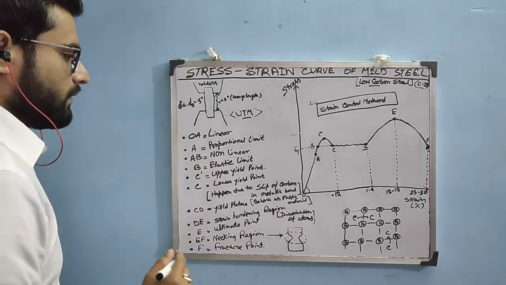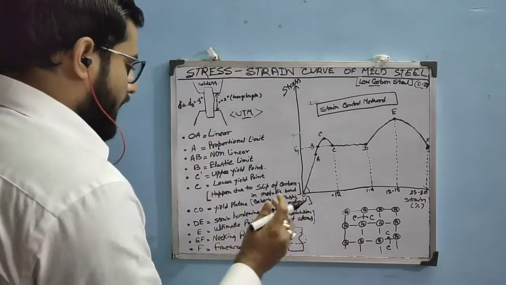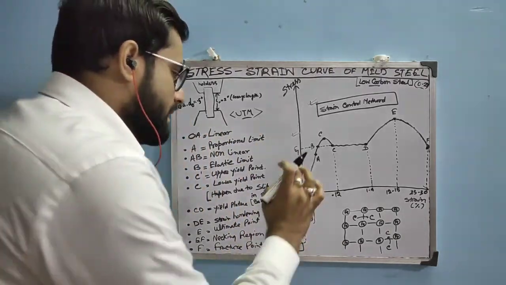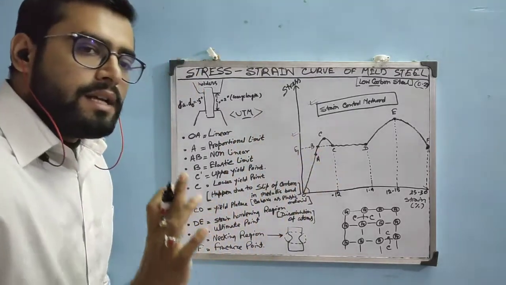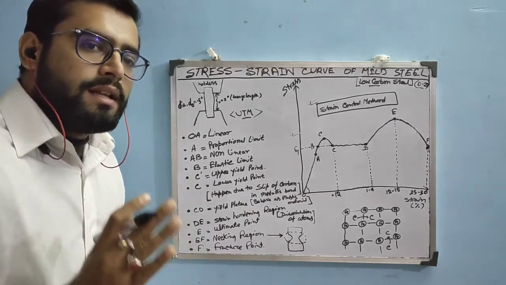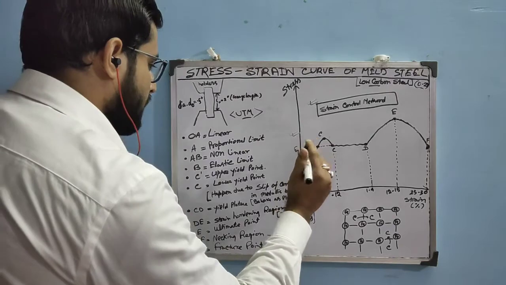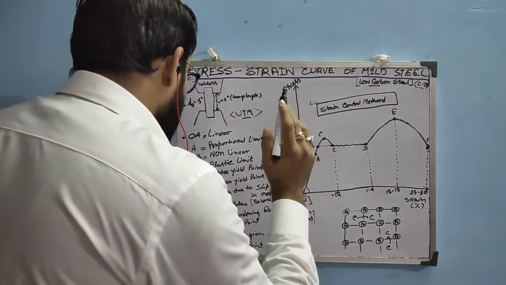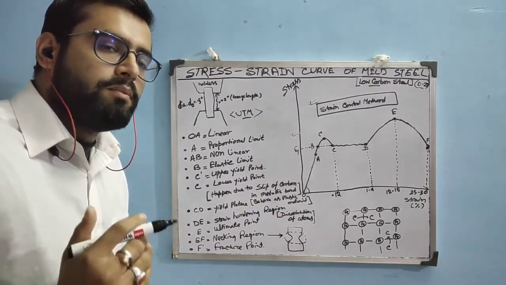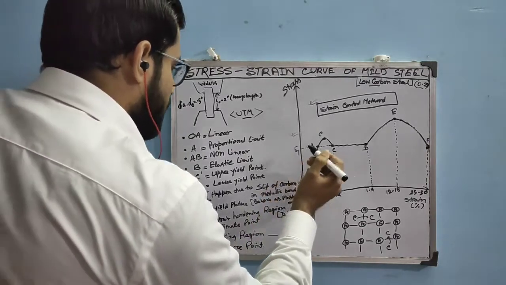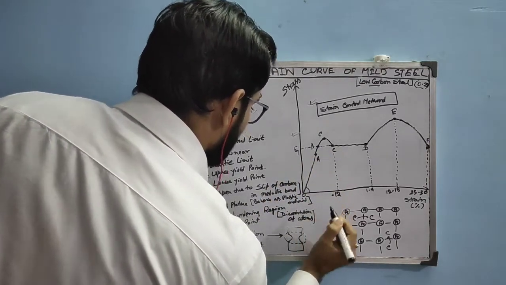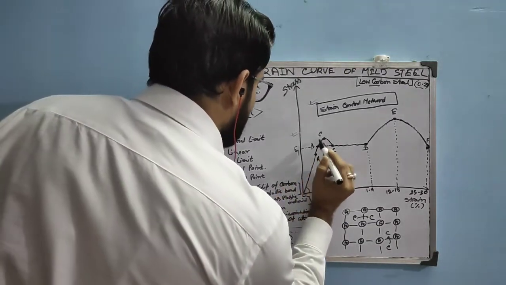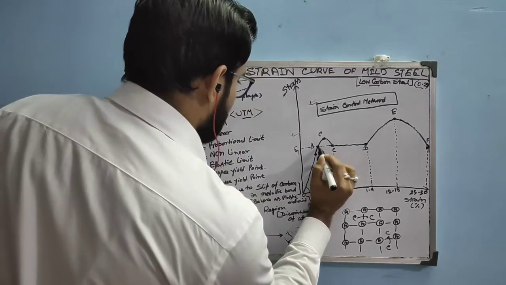First, in this graph, the first point is point A, and the region OA is called the linear elastic region, and point A is called the proportional limit. In this region, up to point A, the stress is proportional to strain. It follows Hooke's law. After that, the region between A and B is called the non-linear region, and point B is called the elastic limit. Here stress is not proportional to strain. After that, when we increase strain, we see the changing values of stress.